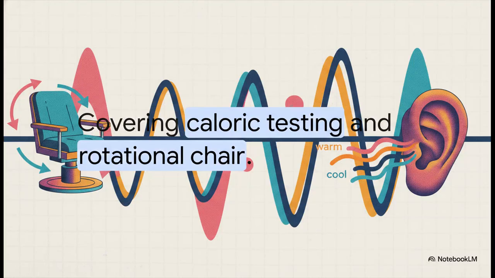In Part 2, we cover caloric testing and rotational chair, canal paresis, directional preponderance, and how rotation fills the mid-frequency gap between calorics and vHIT.